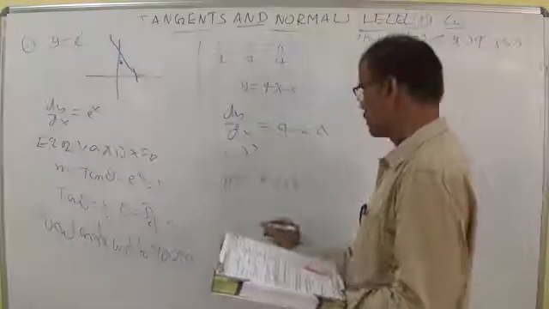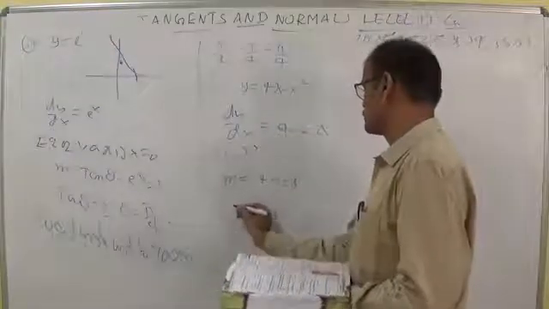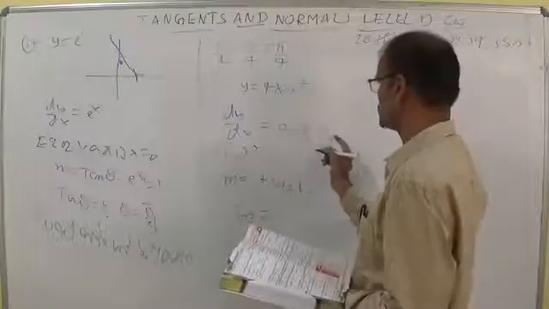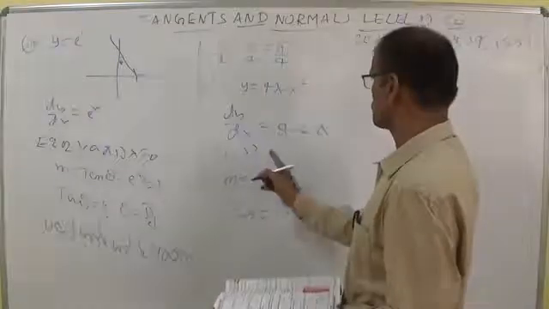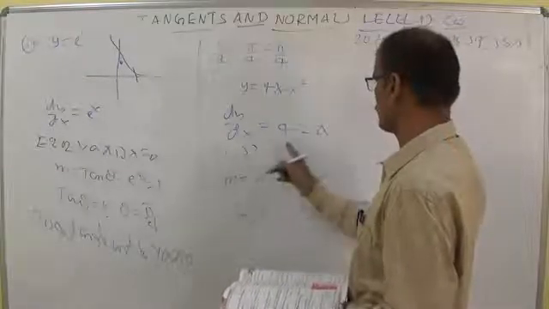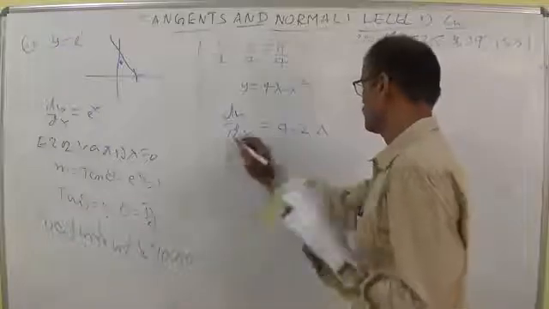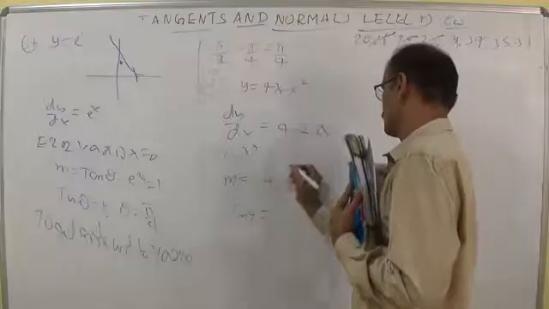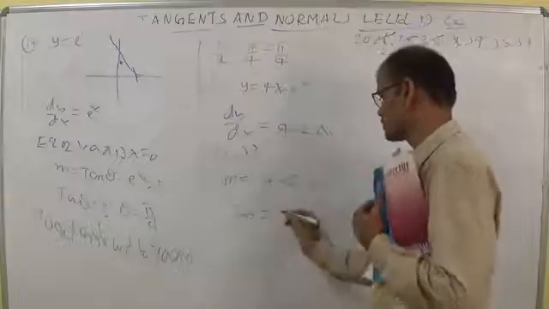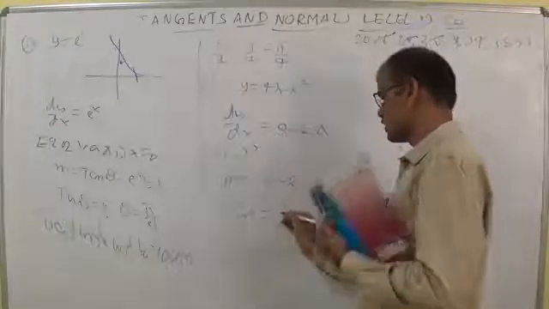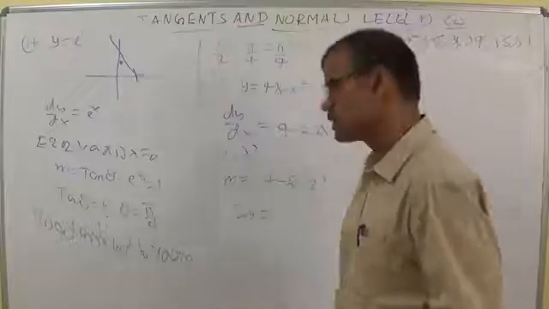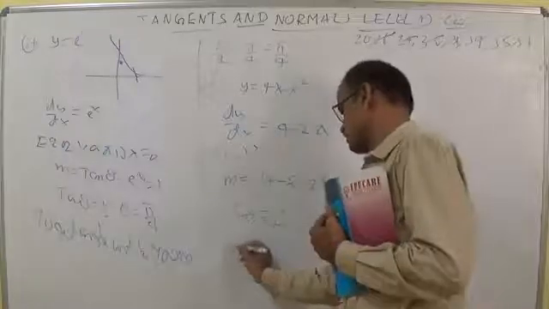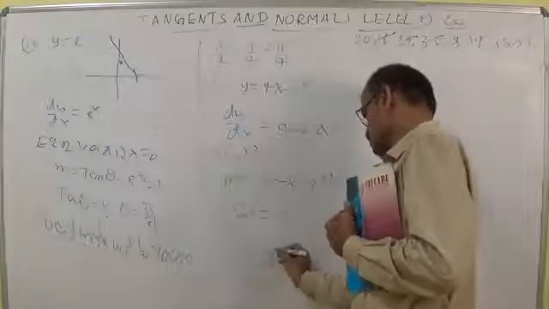Tan inverse m, simply the m value is tan theta. For 4x minus x square, the derivative is 4 minus 2x. Substitute the value 1,3, sorry, 2 into 3: 4 minus 2 into 3. What is the value of 4 minus 2 into 3? 4 minus 6, that is minus 2. But with the positive direction of x axis, simply you put mod here. Tan theta is equal to 2, that's all. Theta is equal to tan inverse 2.